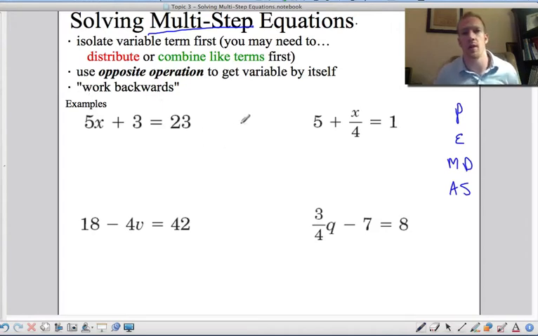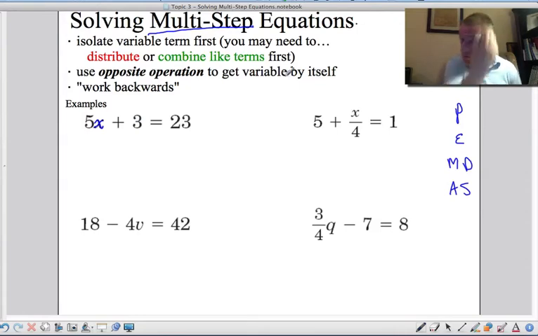I also will say a lot of times work from the outside in. So here's our x. What's most tightly associated with that? The 5 is. So that's the last thing we're dealing with. The 3 is less closely associated with the x, so we're going to deal with that first. So here we go.